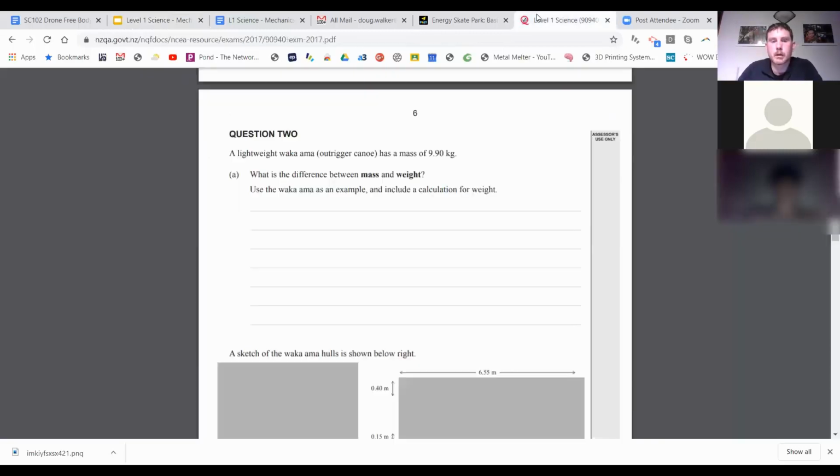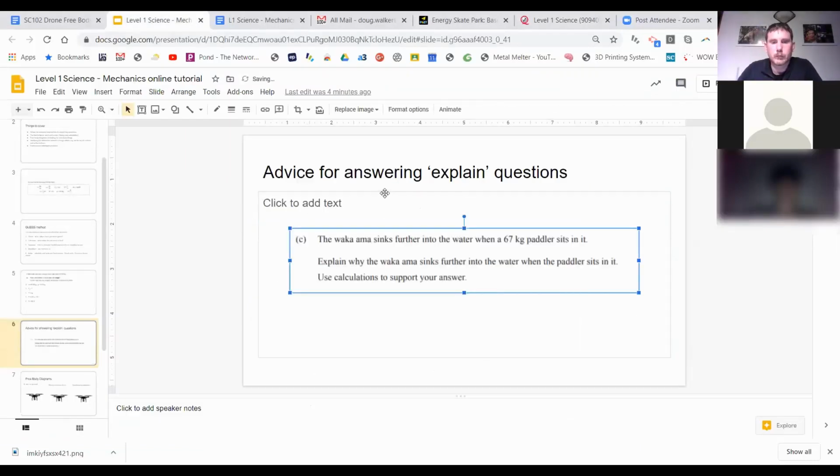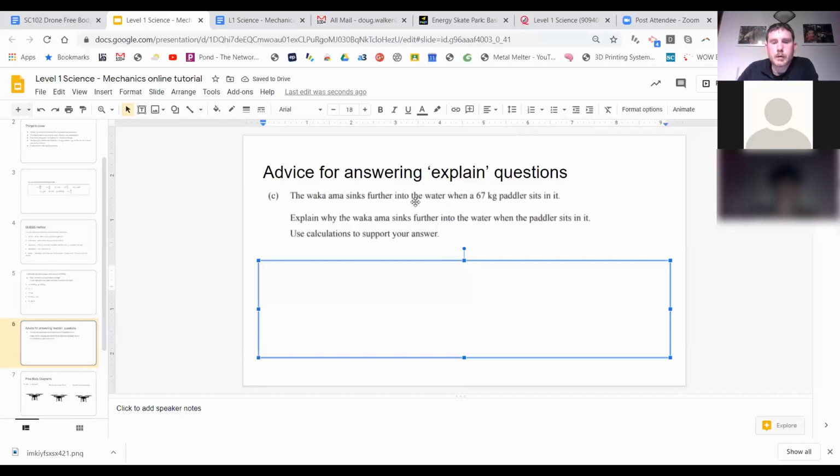So I'll just see if I can find an example and post it in there. So, sticking with the Wakayama question from the 2017 paper, which just happens to be the one that I've got open up. We've got a situation where the Wakayama sinks further into the water when a 67 kilogram paddler sits in it. And just for a bit of context, this is a type of canoe or boat that would be in the water. And the previous question gave us the dimensions of the hull of the boat. So we've got a mass sitting in it. So the idea is that the boat sinks further into the water when somebody sits in the boat. That probably makes sense based on our experiences.